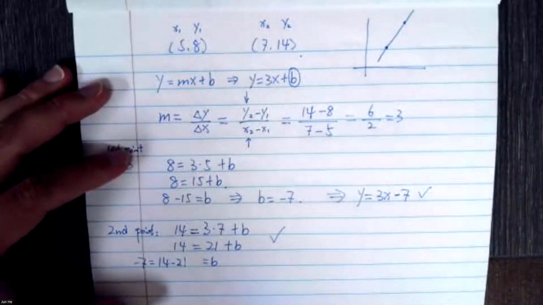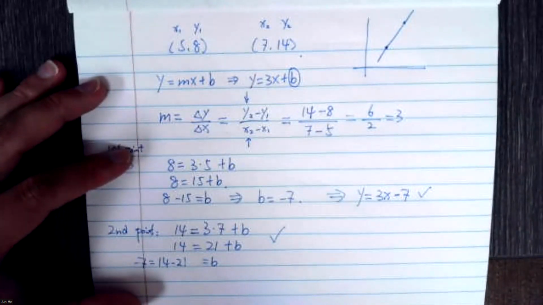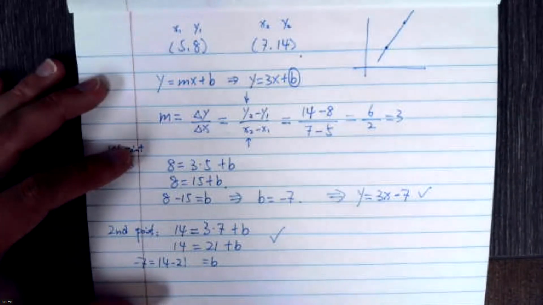So this is one type of question in which you're given the coordinates of 2 points, and you're asked to work out the equation.